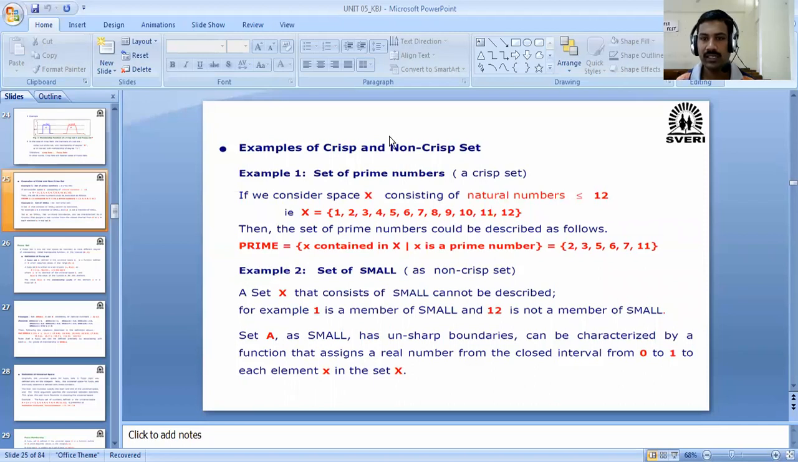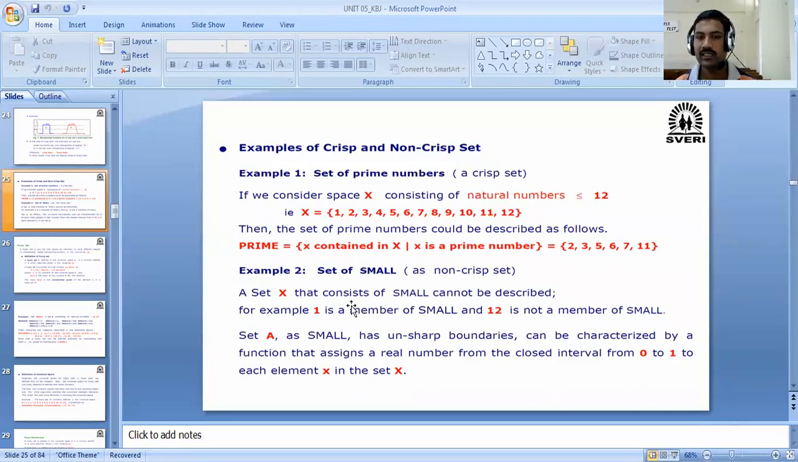Okay, here 2 examples are given. Again, if we consider X consisting of natural numbers 1 to 12, then we can write that X consists of the set of 1 to 12. Then the set of prime numbers could be described as follows. If you are asked to take out the prime numbers, how can we find them? Prime numbers 2, 3, 5, 7, 11 elements from this subset. Set A small, as a non-crisp set.